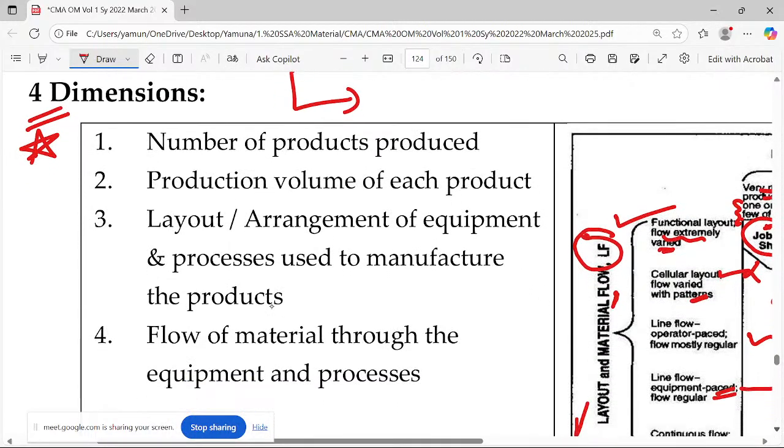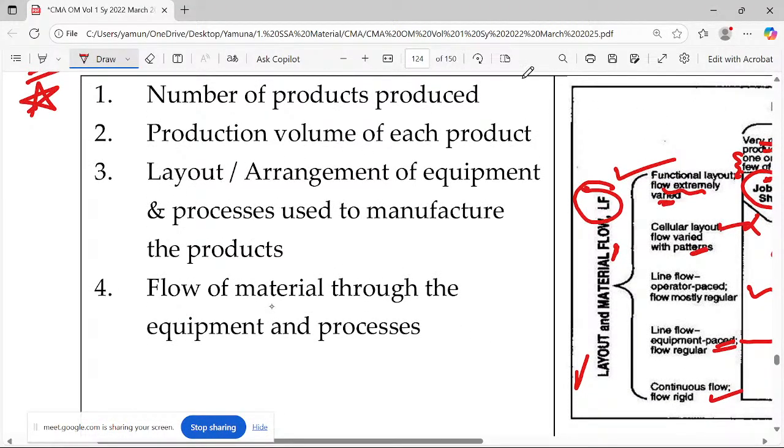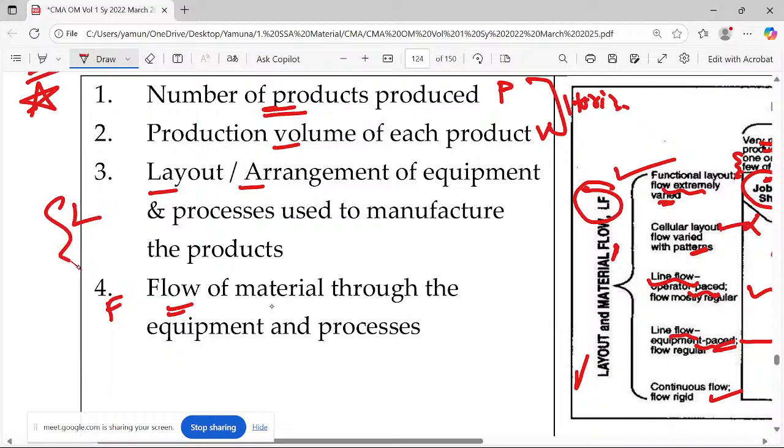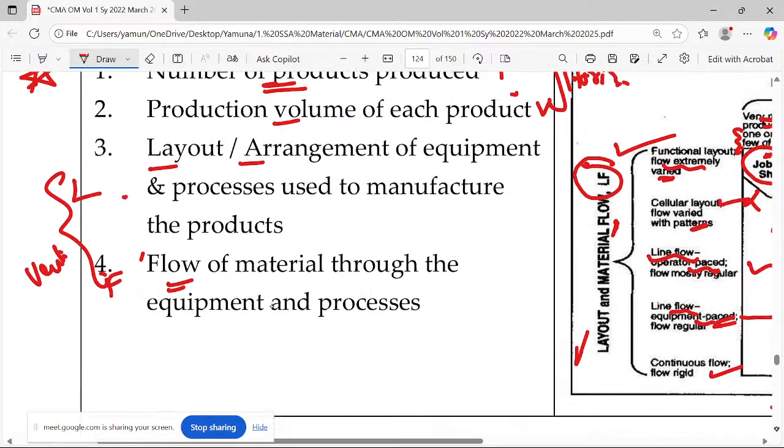So PVLF. P is the number of products which you use. Not the volume, sorry. Product variety, design and other things. Second is volume, so V. These two are in the horizontal line. Okay. And layout and arrangement, so L. Probably we're discussing line flow, operator based, line flow, equipment based. Okay. And flow of material, F. So it's actually these two in the vertical line. So one, two, three, four. It's a four-cell matrix layout. Okay, four variables. So it is often asked in the exam.